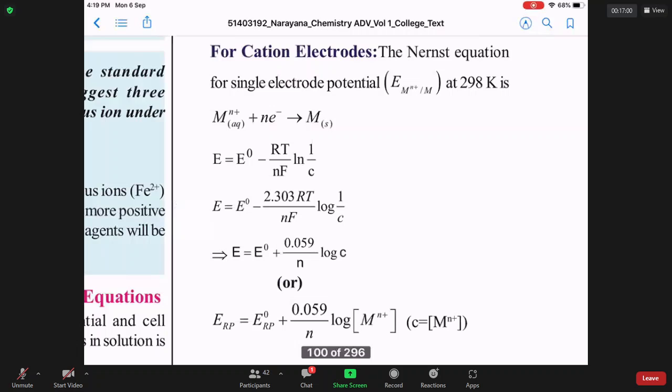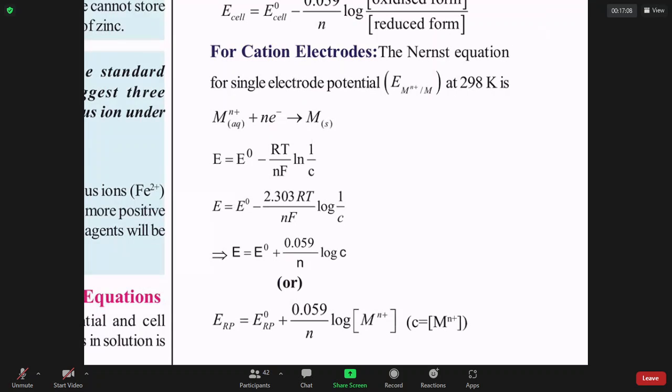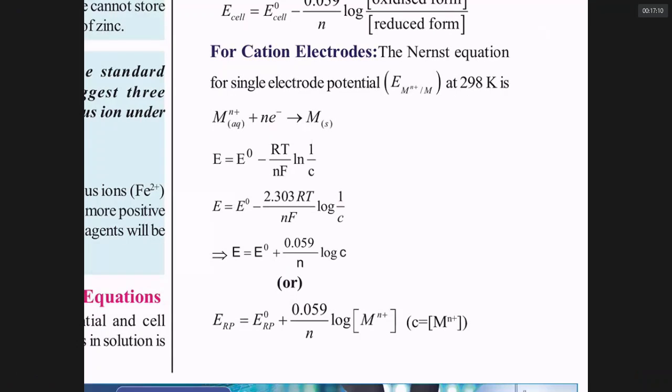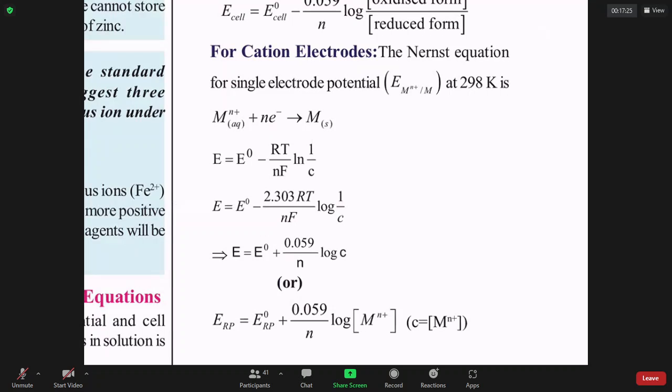the single electrode potential of the electron loser is always given by E is equal to E0 plus 0.059 by n into log concentration of the metal ion. For a loser, always you have to put a plus sign. Loser means, in our Daniell cell, zinc is the loser of electron. In many cells containing hydrogen electrode and copper, hydrogen is the loser of electron. So anybody losing electron, that electrode potential under any concentration is given by E is equal to E0 plus 0.059 by n into log C.